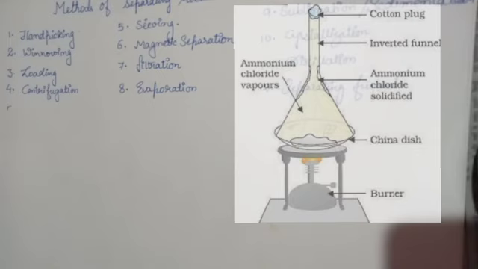Another example is camphor. When there is a puja in your home, the priest burns the camphor in a plate of arti. That is known as camphor. Now that camphor directly goes from solid to gas form without converting itself into a liquid state. It is also an example of a sublimable substance.